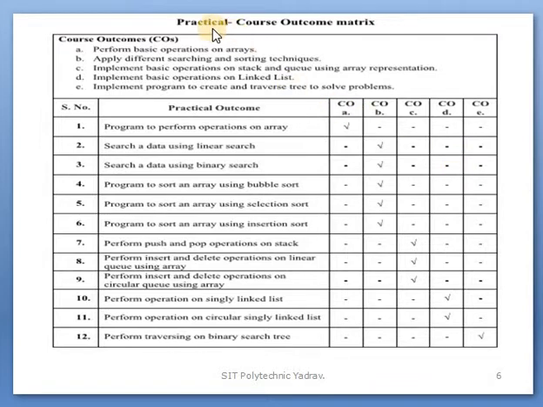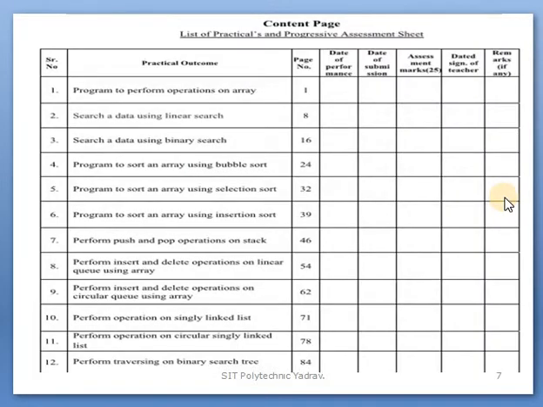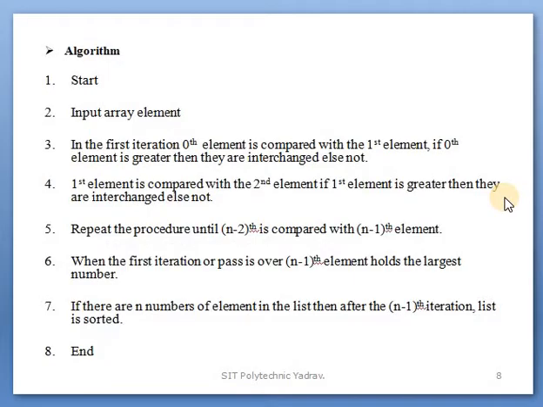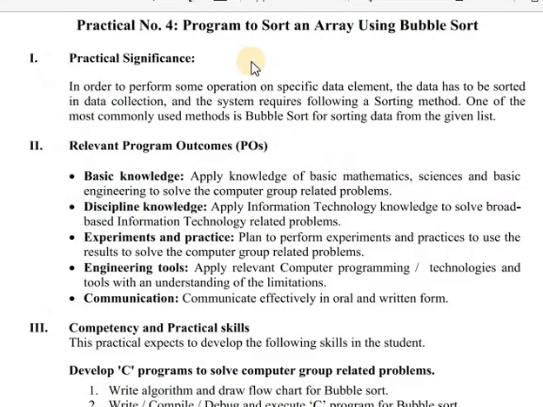Here is the practical course outcomes matrix, in which your practical list is mapped with the COs. Now, in today's session we conduct practical number 4, program to sort an array using bubble sort. This is mapped to CO2. Here is your list of practicals. Now we start practical number 4.